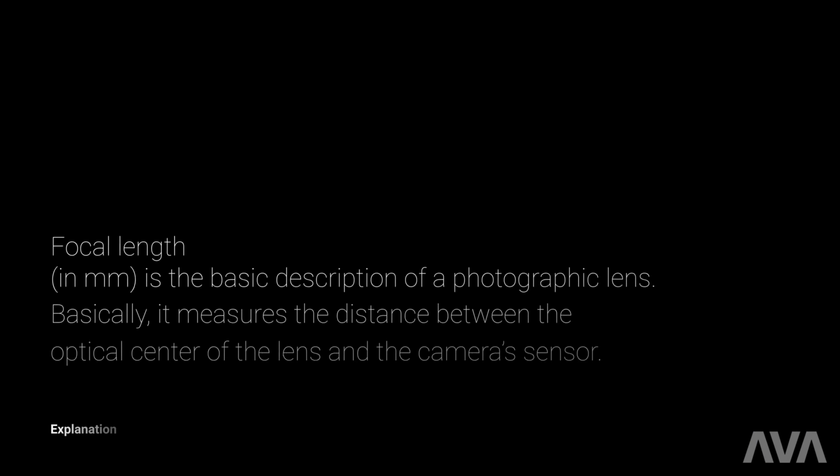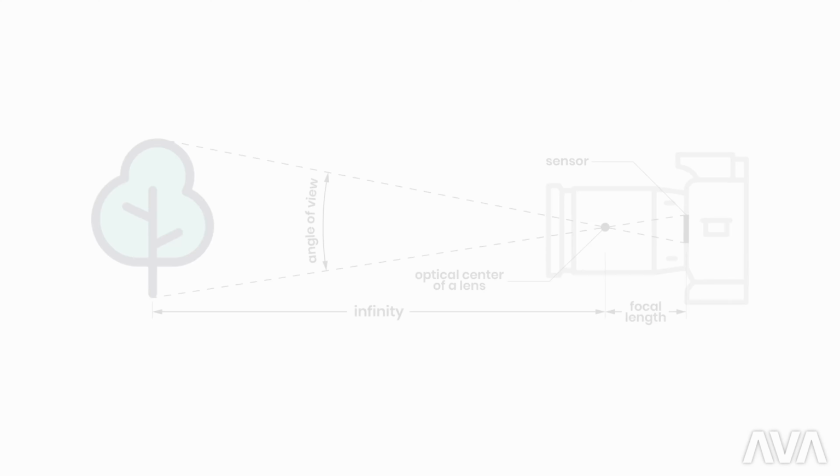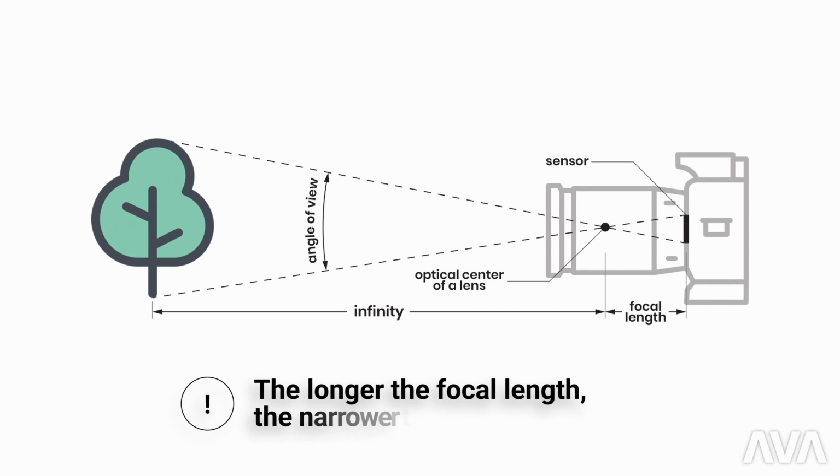The next important issue is the focal length. It is usually represented in millimeters, which is the basic description of a photographic lens. Basically, it measures the distance between the optical center of the lens and the camera's sensor. The focal length is inversely proportional to the angle of view. The longer the focal length, the narrower the angle of view.